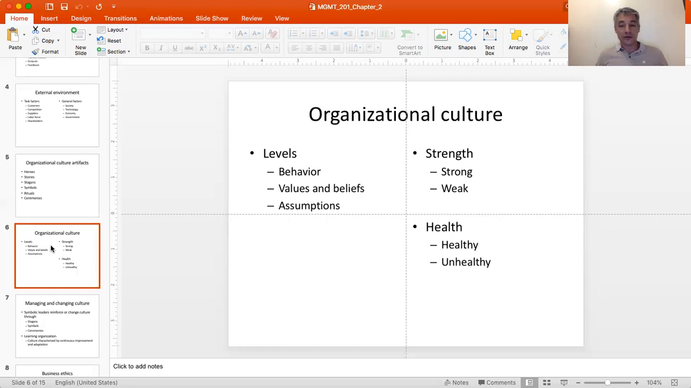In terms of health, you may have healthy and unhealthy cultures. And so if you think about strength and health as two dimensions on which cultures may differ, you have four possible quadrants. You may have a strong and healthy culture, which is great. You may have a strong and unhealthy culture. So it could be that employees feel very strongly that their customers do not deserve good treatment. And no matter what you do, you're not going to change that necessarily.